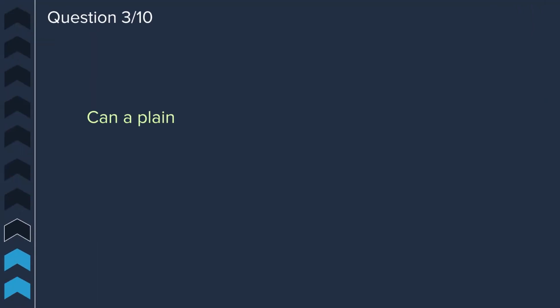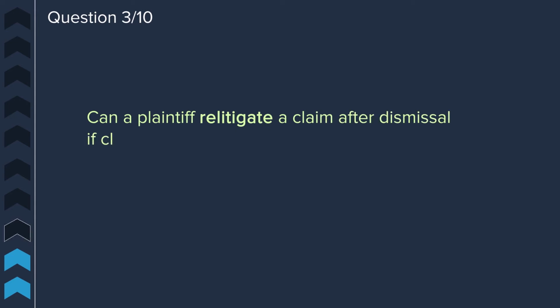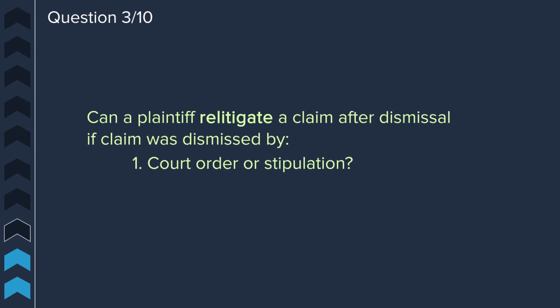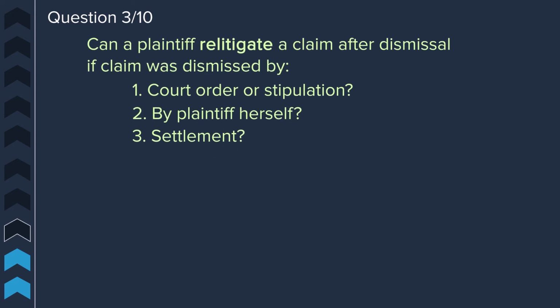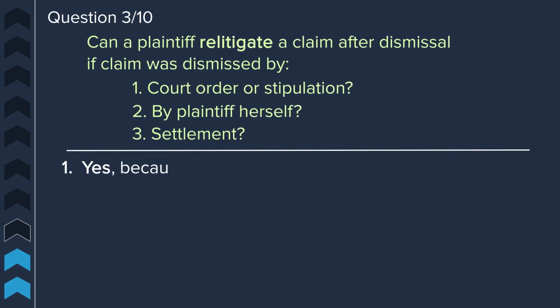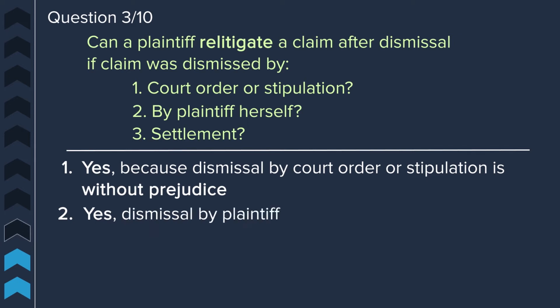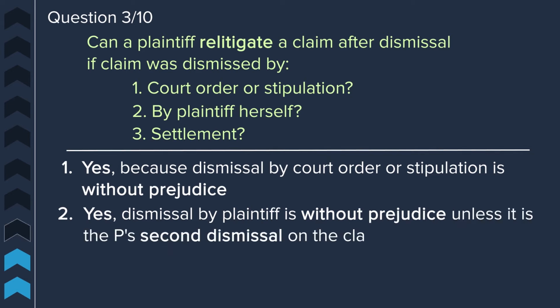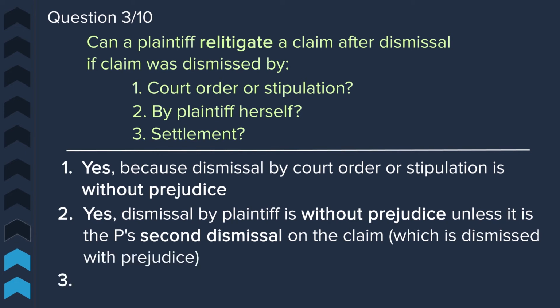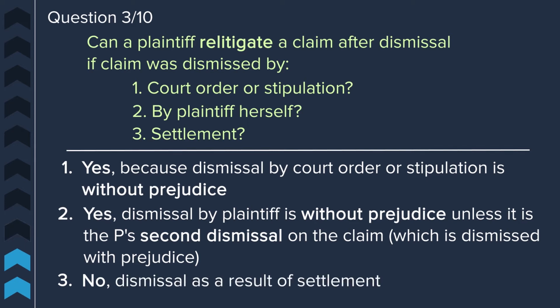Question 3. Can a plaintiff relitigate a claim after dismissal if the claim was dismissed by a court order or stipulation, by the plaintiff herself, or by settlement? 1. A plaintiff can relitigate a claim after dismissal by a court order or stipulation because it's considered without prejudice. 2. A plaintiff can relitigate a claim after dismissal by the plaintiff herself because it's considered without prejudice, unless it's the plaintiff's second dismissal on the claim, which is then considered to be dismissed with prejudice. And 3. A plaintiff cannot relitigate a claim after dismissal if the claim was dismissed by settlement, because that's considered to be dismissed with prejudice.